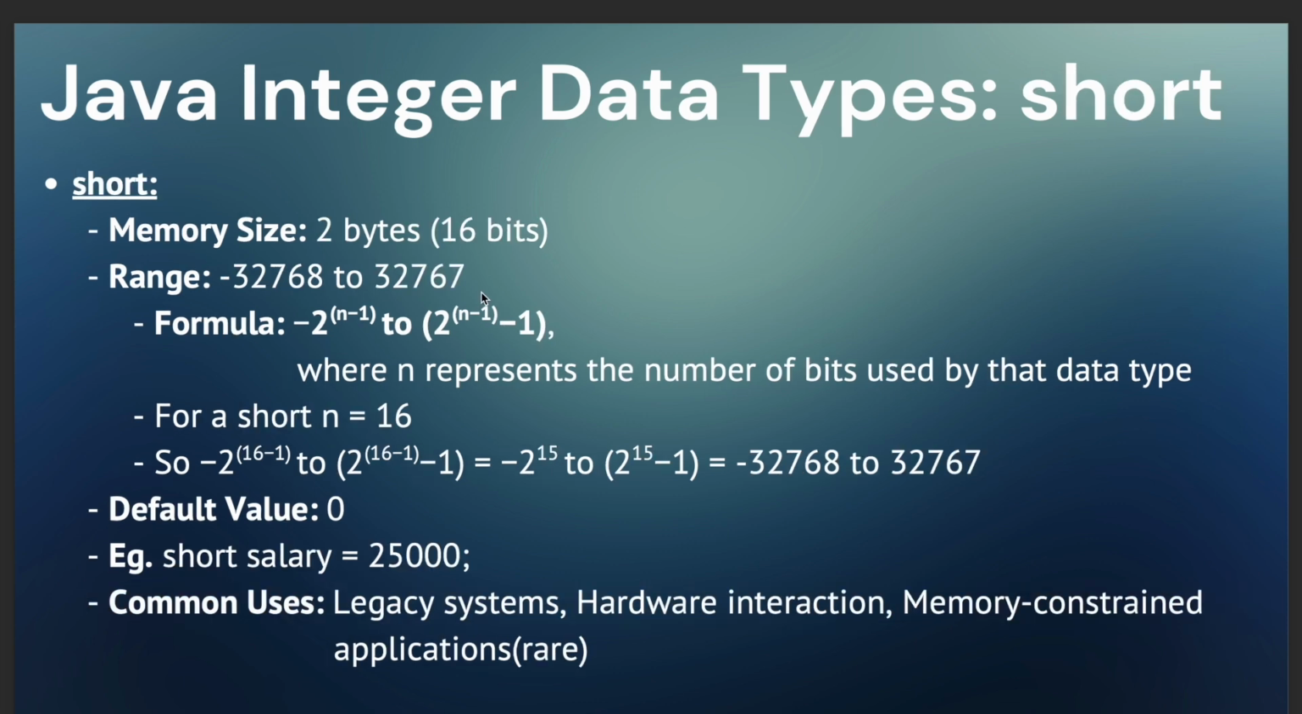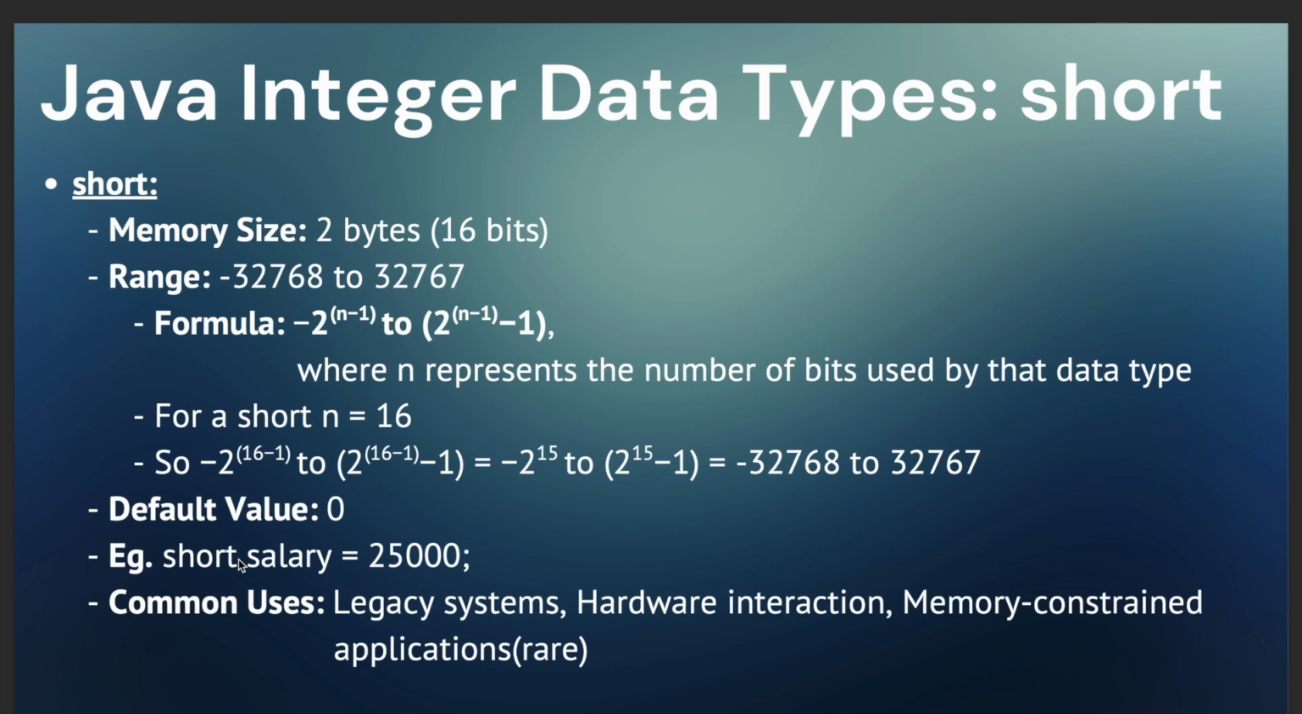The next integer type is short. As the name suggests, it is larger than byte but smaller than int. Memory size is 2 bytes, that is 16 bits. Its range is minus 32,768 to 32,767. Its default value is 0. Example: short salary = 25,000.